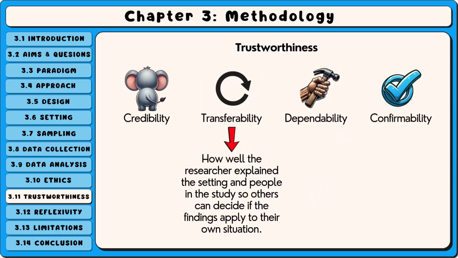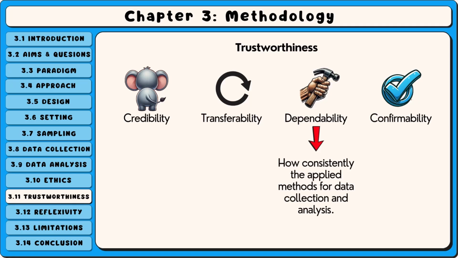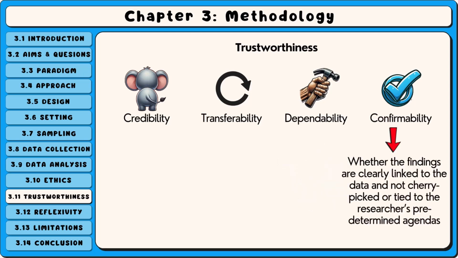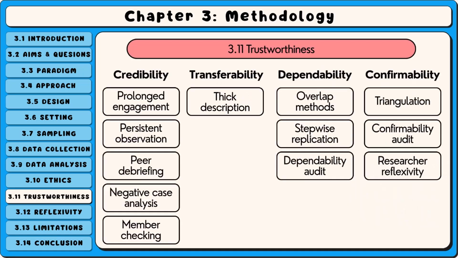Second is transferability, which refers to how well the researcher explained the setting and people in the study so that others can decide if the study applies to their own situation. Dependability refers to how consistently you applied your methods for data analysis and collection. It includes ensuring that those methods were appropriately selected and applied for your study. Confirmability refers to whether the findings are clearly linked to the data and not cherry-picked or tied to the researcher's own agendas or biases.